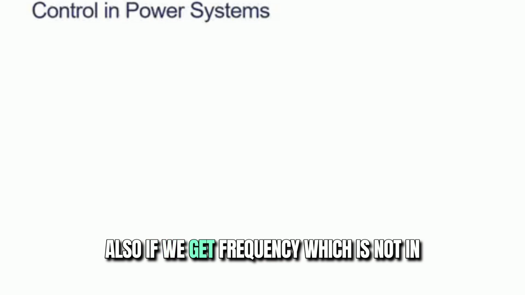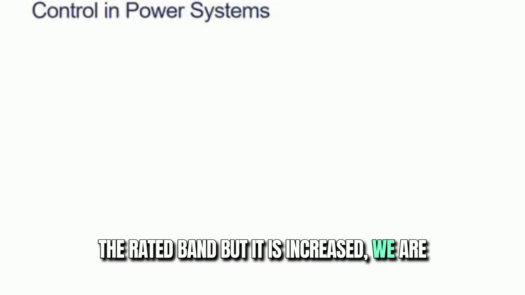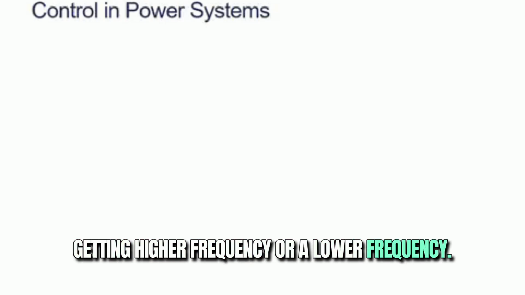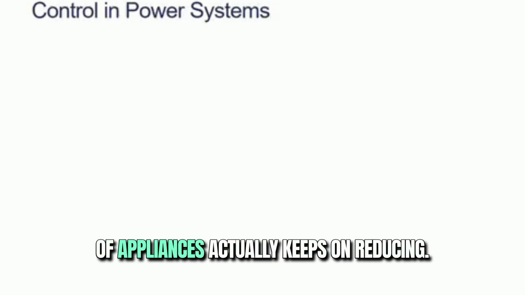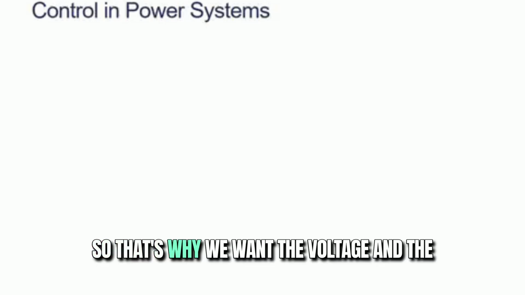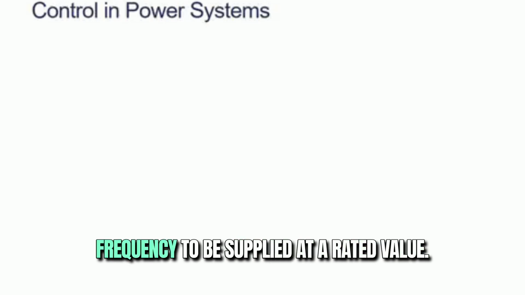Also, if we get a frequency which is not in the rated band, either a higher frequency or a lower frequency, in both cases the life of appliances keeps on reducing. So that's why we want the voltage and the frequency to be supplied at a rated value.